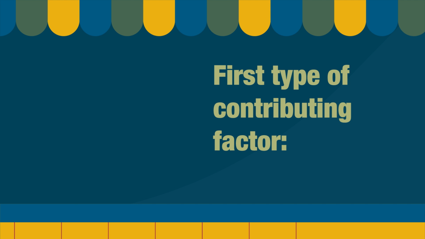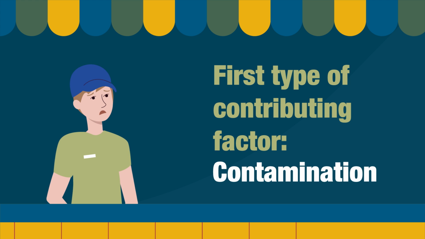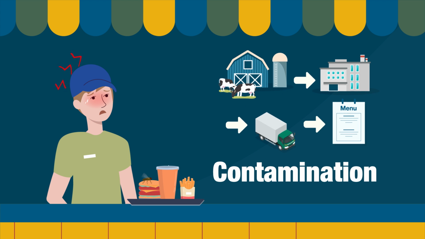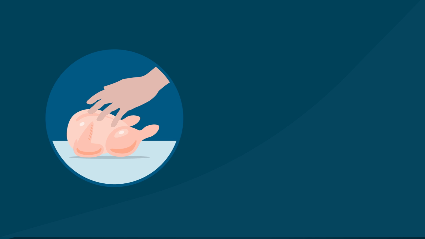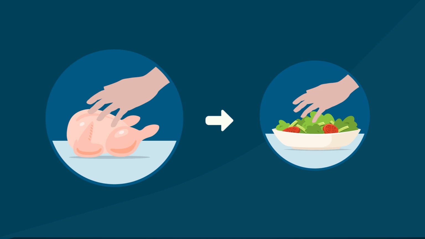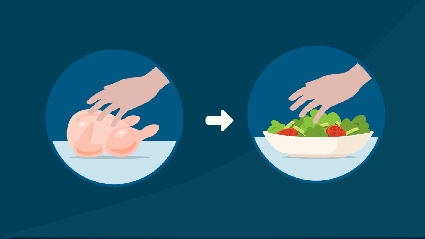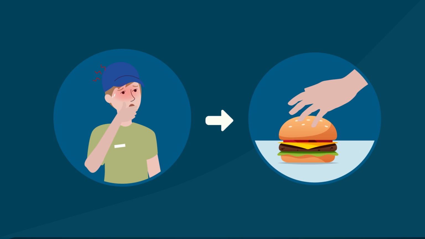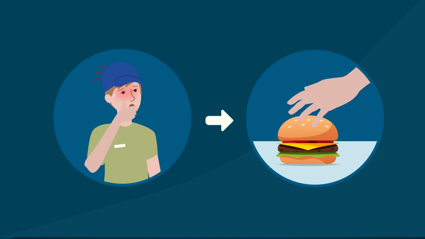The first type of contributing factor, contamination, is when pathogens or other agents get into food. They can come from many sources including people, pests, and the environment. Contamination can occur at any point along the farm-to-fork continuum. One example is when a raw animal product, such as raw chicken, cross-contaminates ready-to-eat food, such as salad. Another example of a contamination factor is when a sick food worker handles food with their bare, contaminated hands.